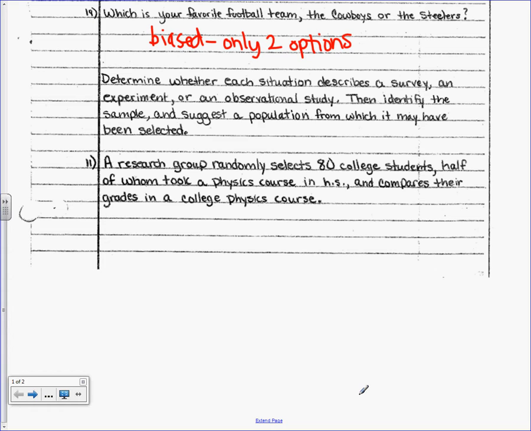So a research group randomly selects 80 college students, half of whom took a physics course in high school, and compares their grades in a college physics course. Let's start with this. Is it a survey? No, it's not a survey, right? So now we're down to experiment or observational study. An experiment is where you take a group of people and you alter something. You change something. You give them a pill. You tell them to exercise more. You tell them to exercise less. You know what I mean? You alter something about them and you see what happened. Are we doing that? No. So this would be observational study. Do you guys get that?